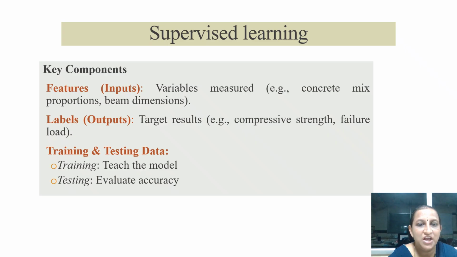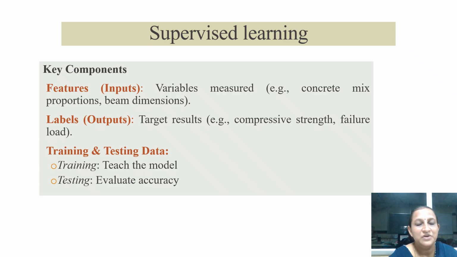Next, we'll see what the key components in supervised learning are. The basic key components required are input, output, and the data will be split into training and testing data. The required features given as input will be decided based on the target which is required. In case of finding the compressive strength of concrete, we need to provide the required concrete mix proportions to get the required strength.